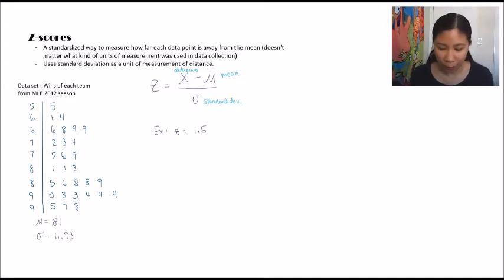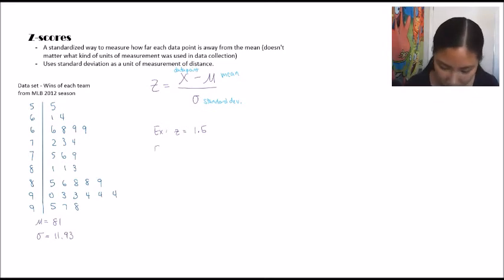So if that were the case for our set of data, having a z-score of 1.5 would mean that whatever team scores, that team score would be 1.5 standard deviations above the mean. So if the mean was 81 and the standard deviation was 11.93, that means they're 81 plus 1.5 times the 11.93 distance away from 81.